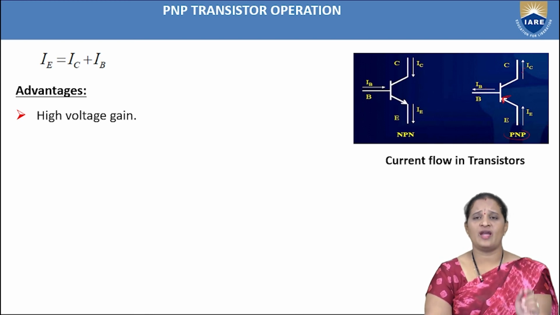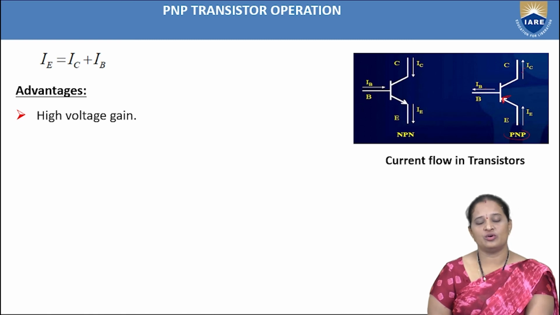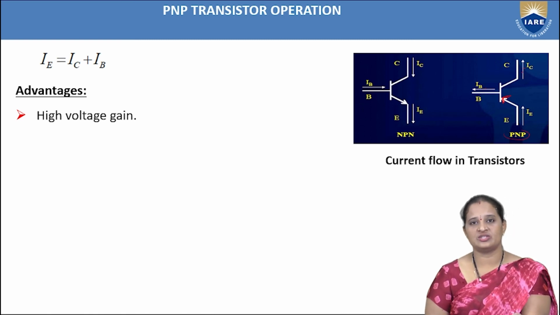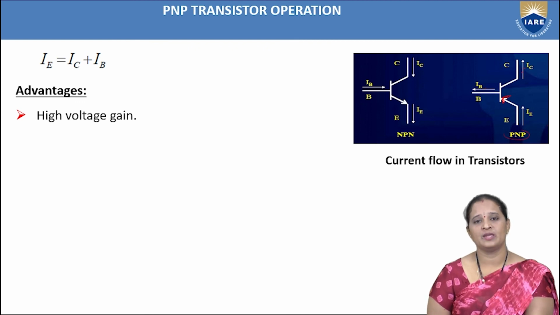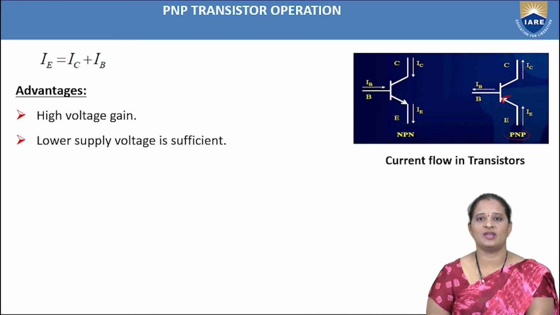Now, what are the advantages of the transistor? High voltage gain. What do you mean by gain? Gain stands for the ratio of output voltage to input voltage. As I told you, the transistor is used for amplification in order to increase the strength of a weak signal. So if we have high output voltage, then we can have high gain.